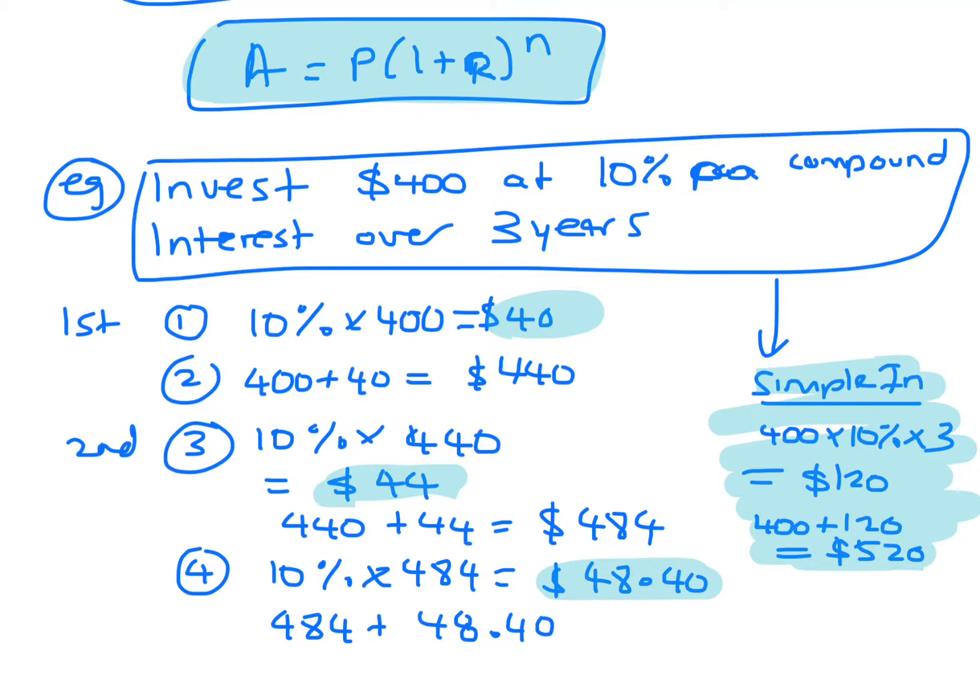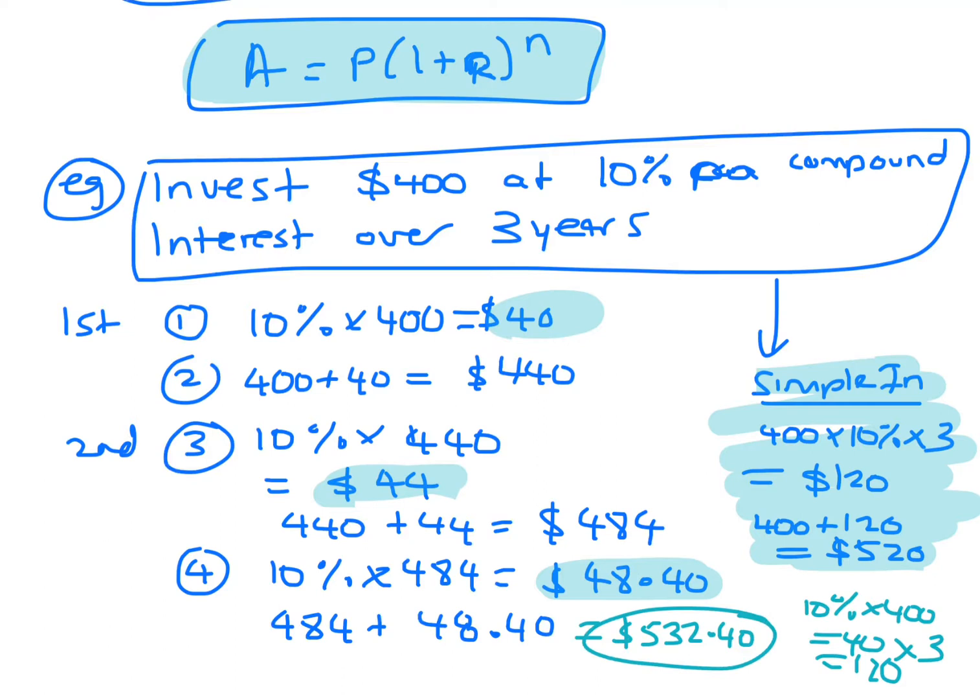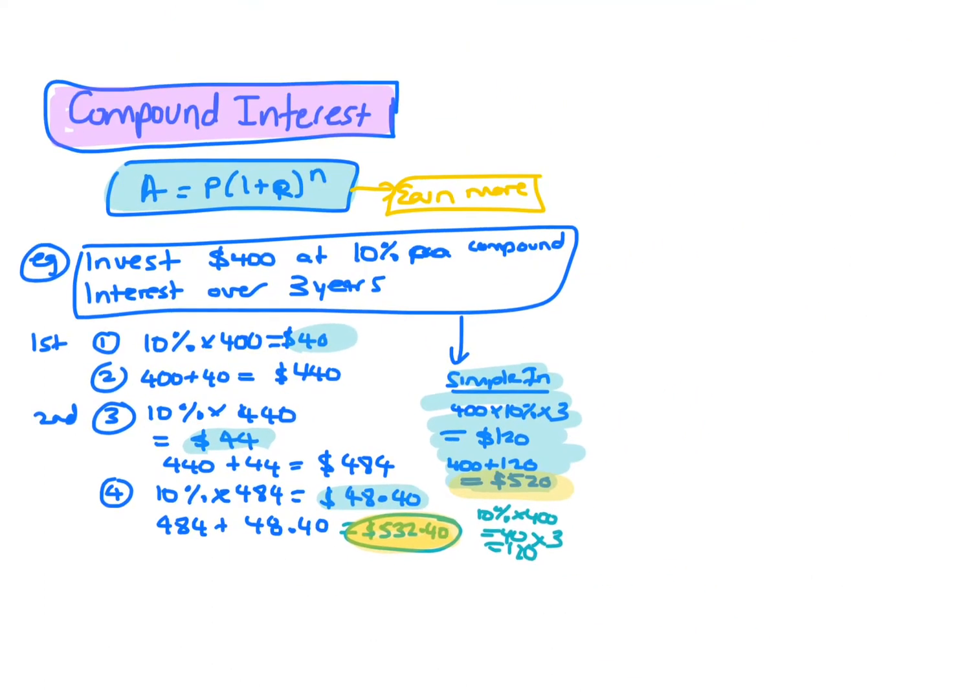Whereas when you did simple interest, it would have been 10% times 400, which is 40, and then we do exactly the same, which gives you 120 over the 3 years. So we add that on and we end up with $532.40. What I want you to notice is that compared to the 520, doing it with compound interest, you actually earn more because you're getting interest on your interest, like it's growing. Whereas the other one just stays the same each year.